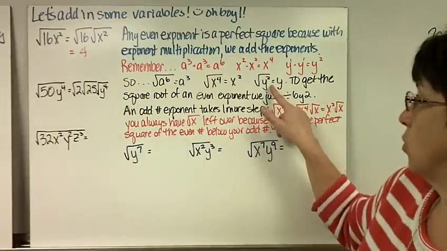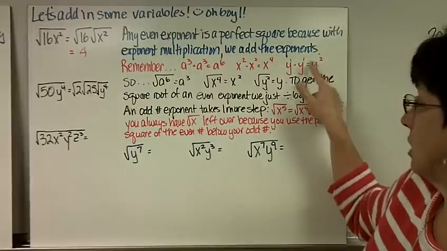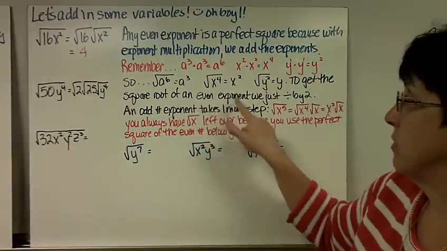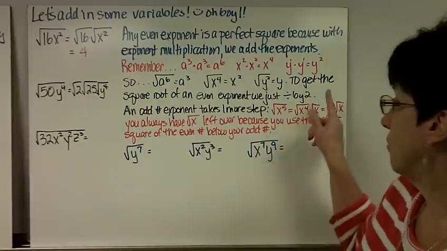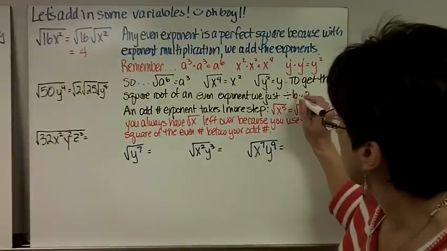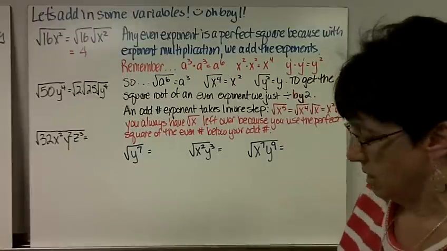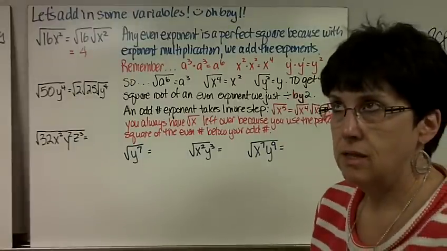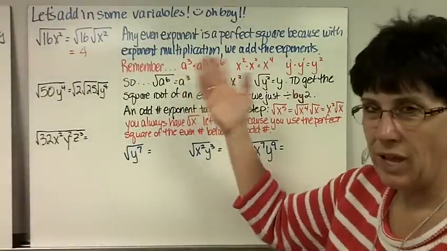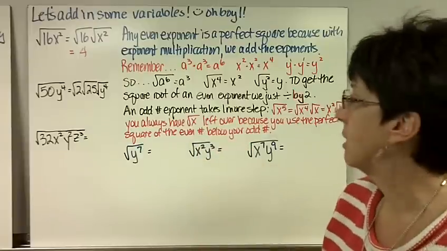The square root of y squared is y, because in order to get the y squared, we just added the 1's. So to get the square root of an even exponent, we just divide by 2. I'll put a red over here. Divide by 2. Because dividing by 2 is the same as, whatever our number was when we added it to ourselves, we basically times it by 2.